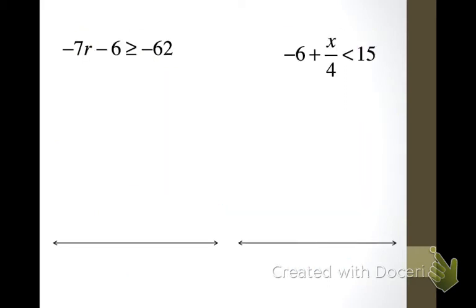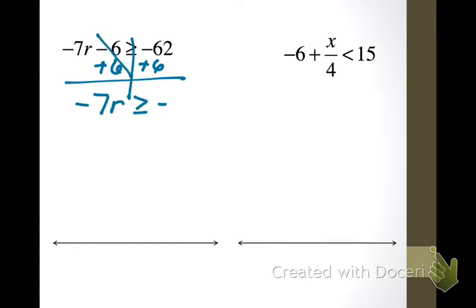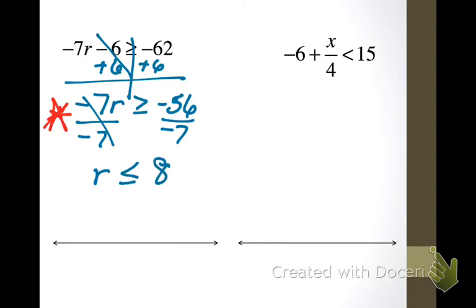All right, let's take a look at this first one. I don't have any distribution or combining like terms or variables on both sides. So I'm just going to use inverse operations and solve by adding 6 to both sides. And I get negative 7r is greater than or equal to negative 56. Then I'm going to divide both sides by negative 7. But, heads up, I just divided. So did I divide by a negative? Yes, I did. So it's important that I remember I have to flip my inequality sign. So it is r is less than or equal to 8.